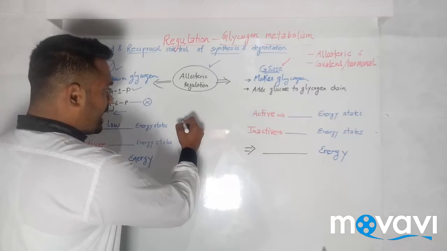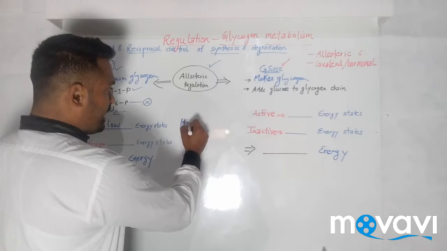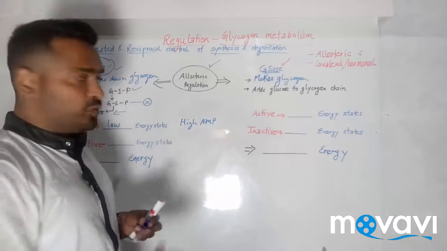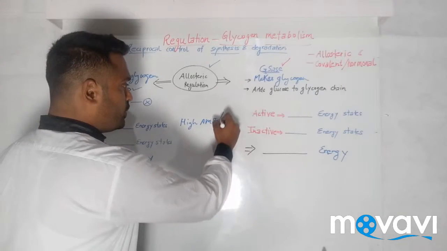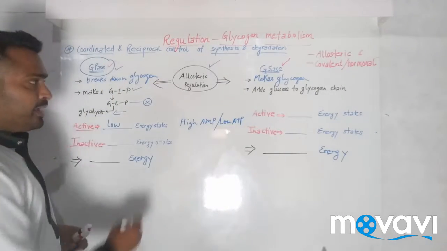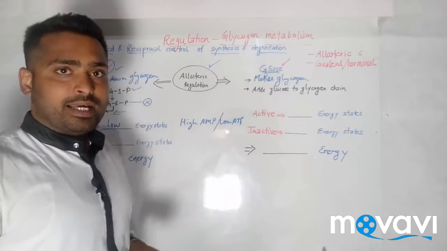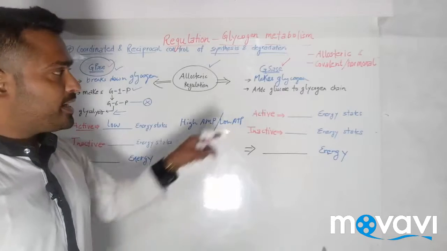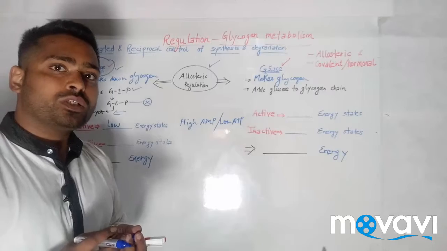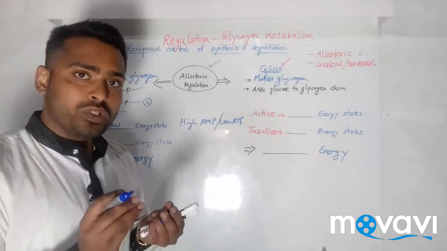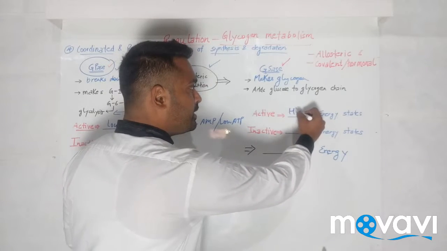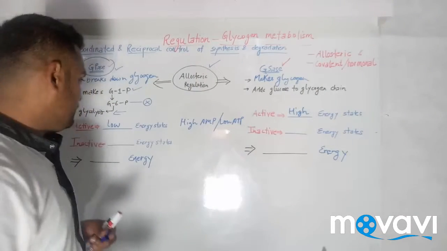So high AMP stimulates this, and low ATP would activate this enzyme. On the other hand, this glycogen synthase, when would it be active? Opposite of this: when we do not want energy, we want energy to be stored. So in high energy states it would be active.